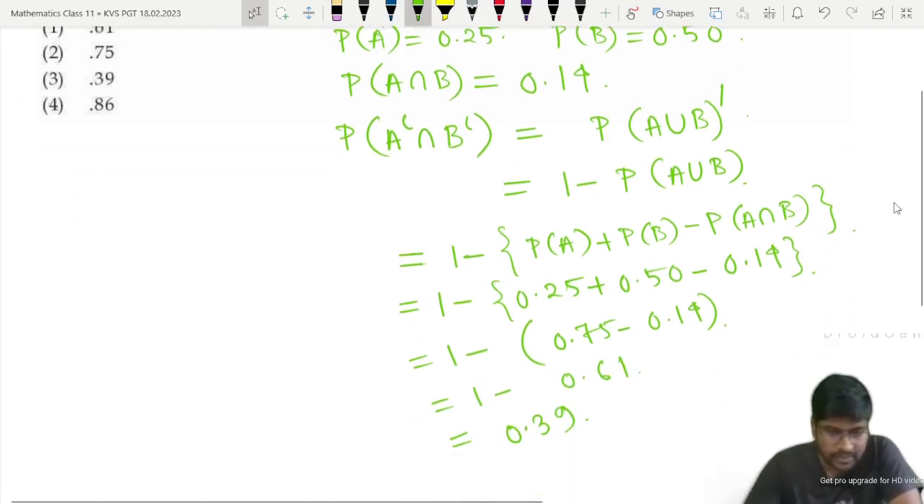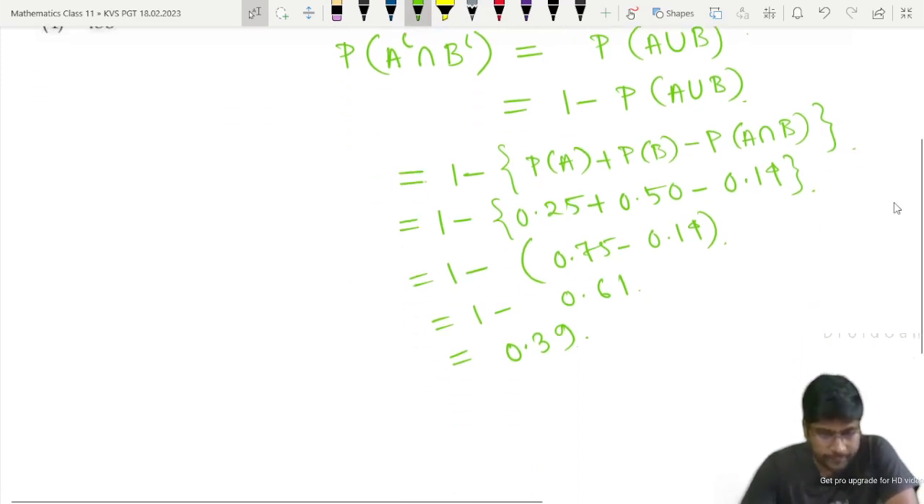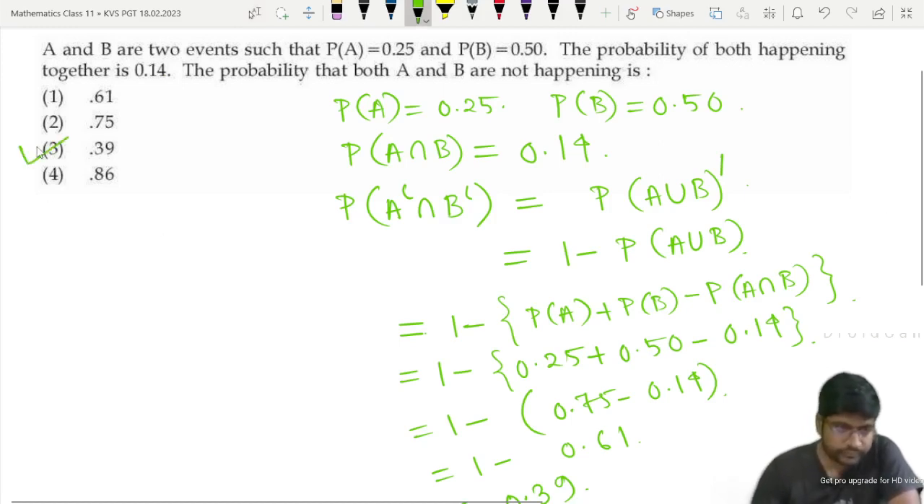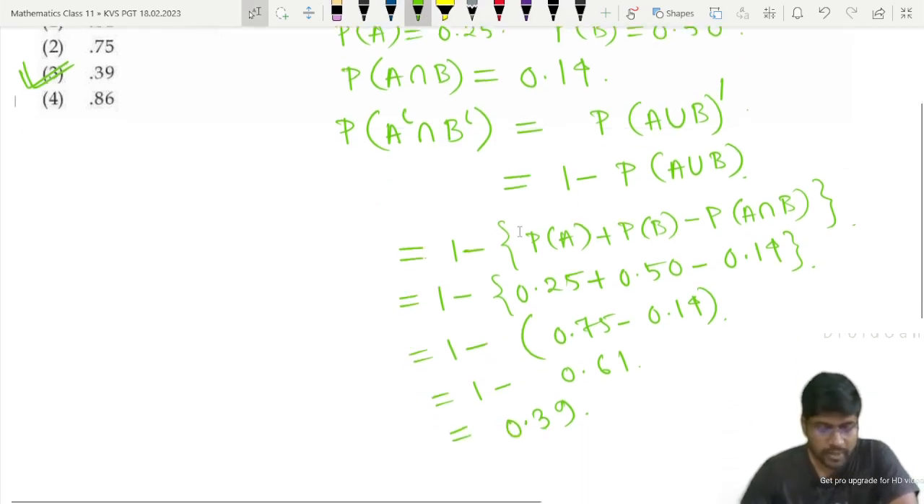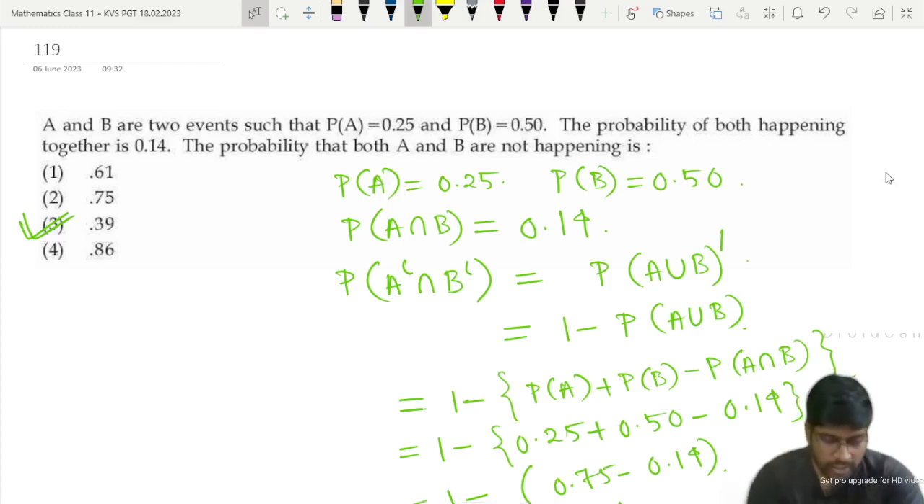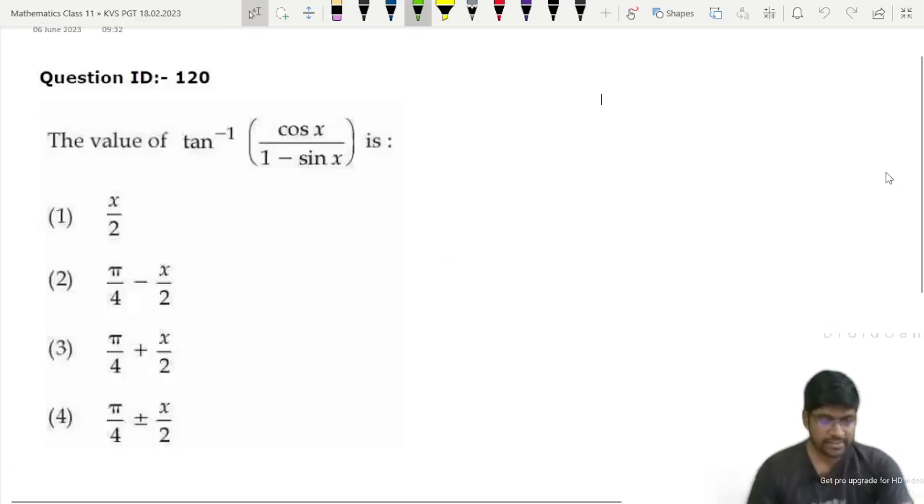Okay. So is it clear to everyone? Problems are so easy, you just have to understand. So option 3 is the correct answer. You have to understand the problems properly and apply some tricks and the formulas properly. So this is question 119. Now let's move to the last question of today's session.